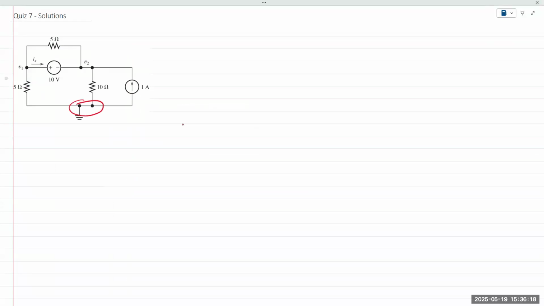There are two ways to do this. You can either choose this as the reference node, or what do I always say? If you have a voltage source in a circuit, choose the negative end of the voltage source as your reference. So if you choose node 2 as your reference, then V2 is 0 volts. What is the value of V1?